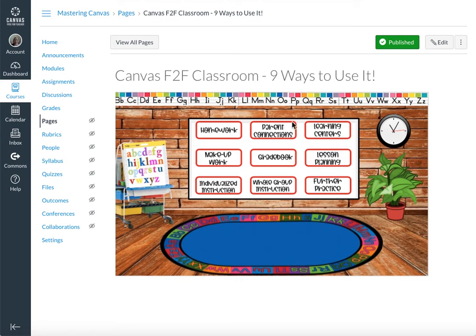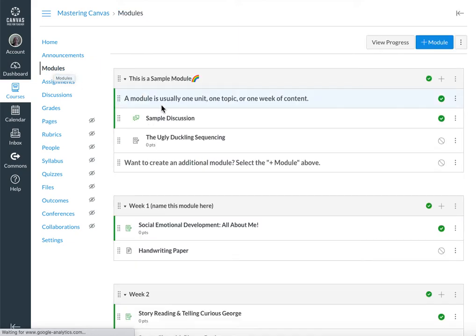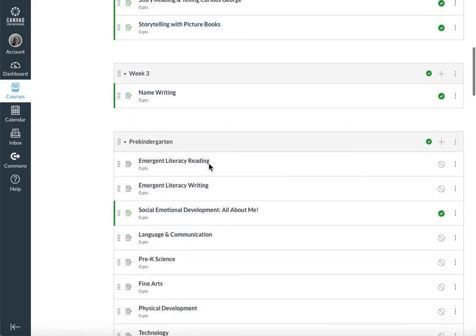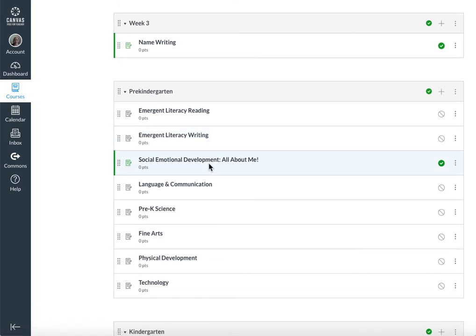Now let's walk on over and talk about learning centers. You can go to modules and you can literally set up a module. For pre-kindergarten, kindergarten, first or second grade, you can set it up. Now, I've set these up according to their pre-K guidelines or TEKS, but you can set them up according to the learning centers that you offer in your classroom.